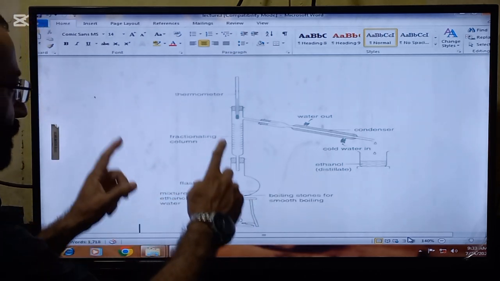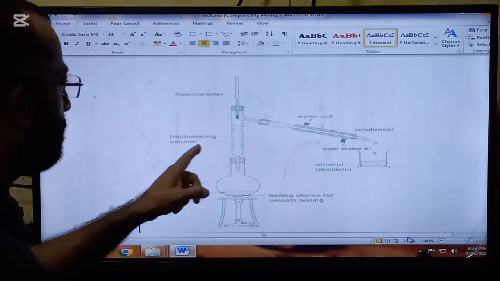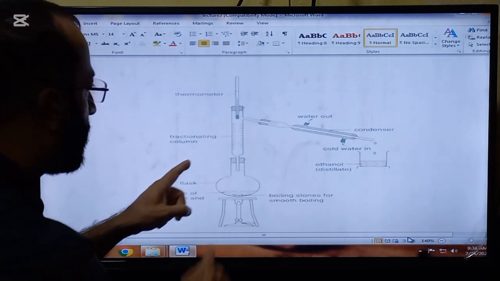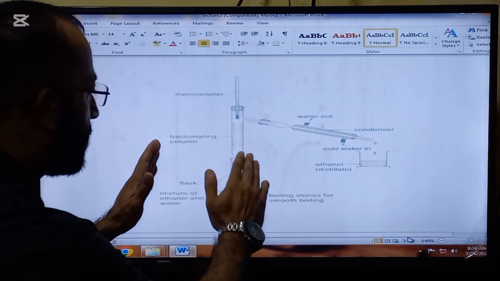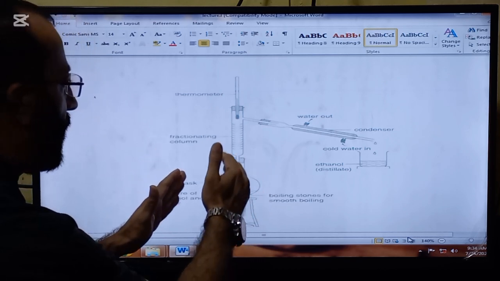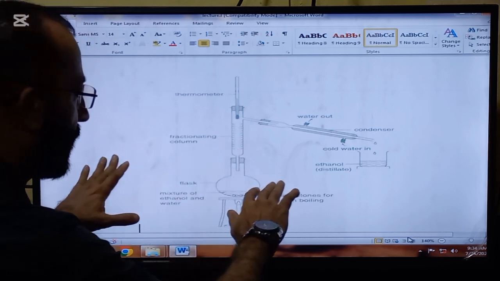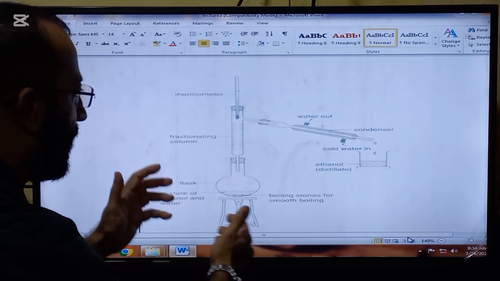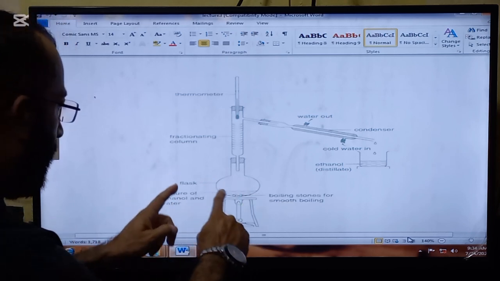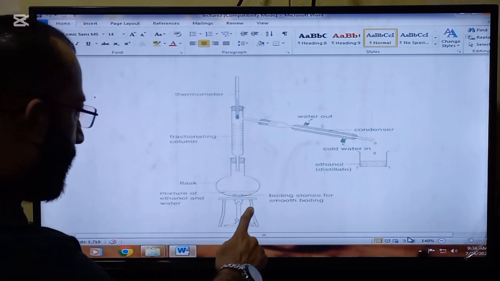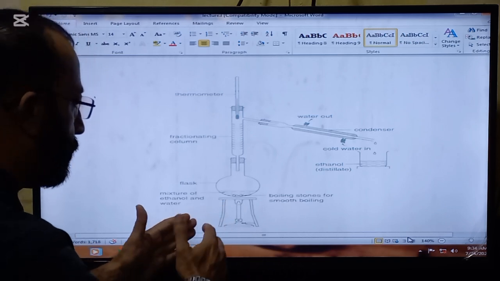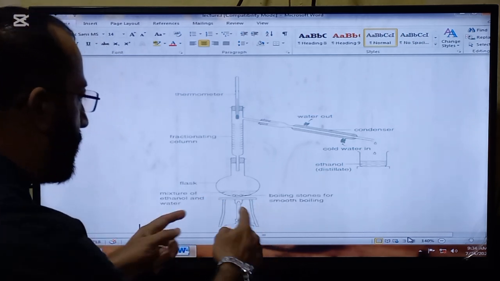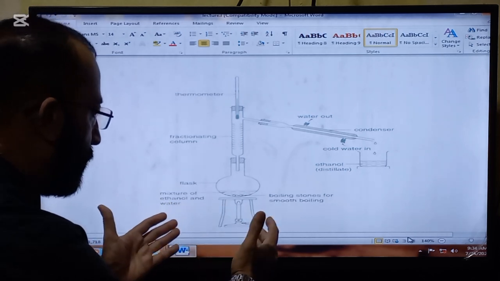So look now at the apparatus. Here is the fractionating column which has glass beads. The function of the glass beads is to increase the surface area so that the evaporation and condensation process can take place again and again. So into the flask you can see here are the boiling stones. The function of the boiling stones is to distribute the heat into the liquid uniformly.